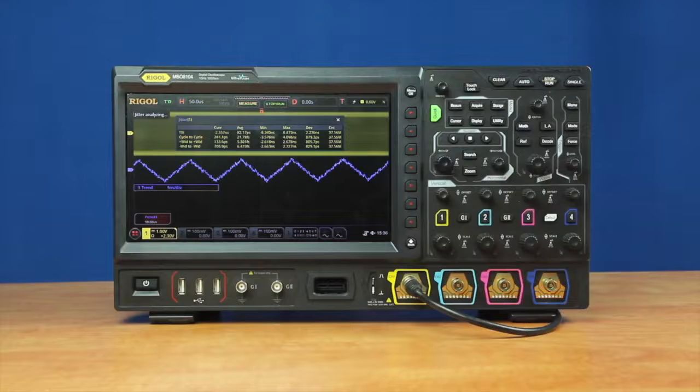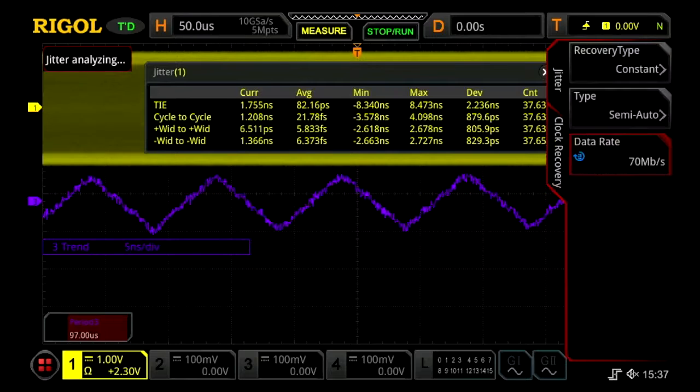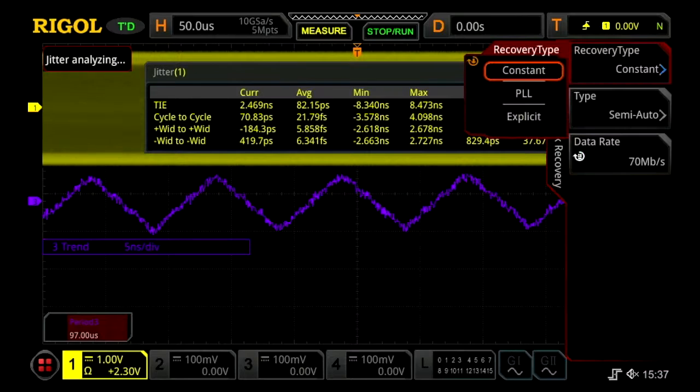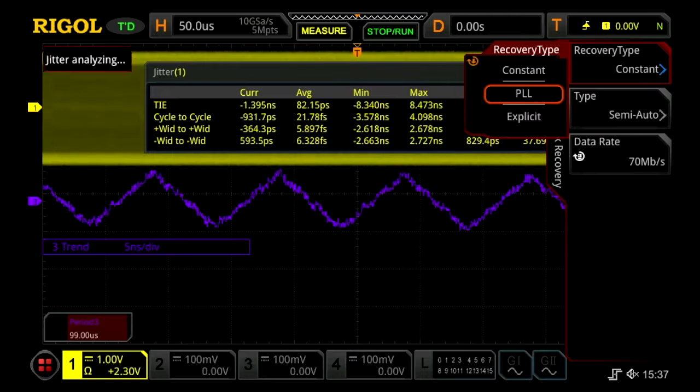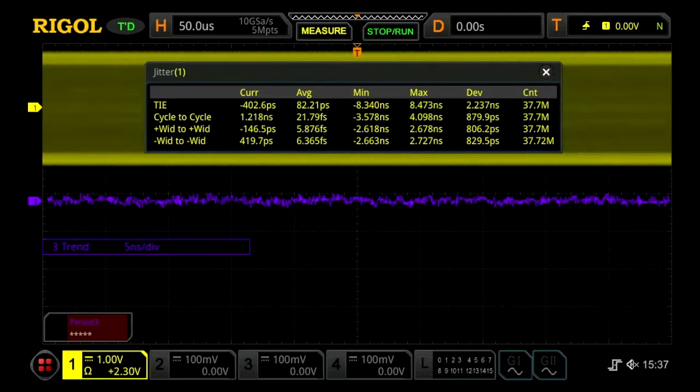One of the advanced capabilities critical to jitter analysis is clock recovery. Depending on the signal type, some receivers will read the clock differently. The MSO8000 can use a constant, explicit, or PLL-based clock recovery. If we switch this clock recovery to a PLL-based mode, we can see that it gets rid of much of the low-frequency fluctuations from the measurements for this clock.